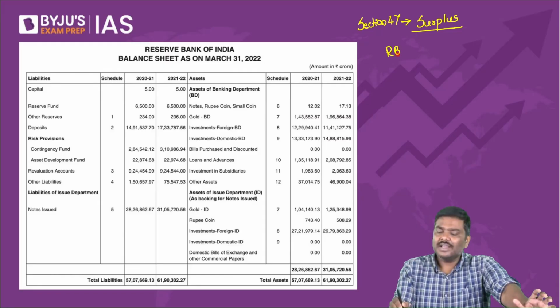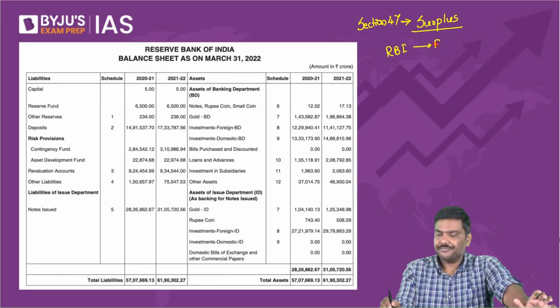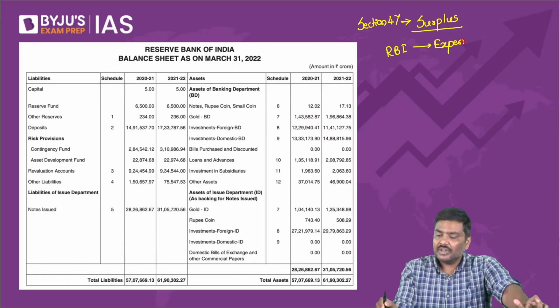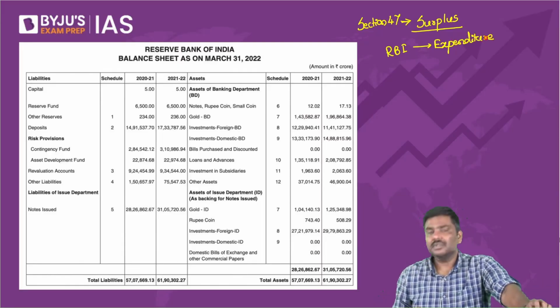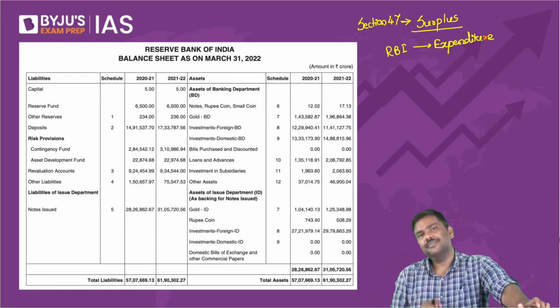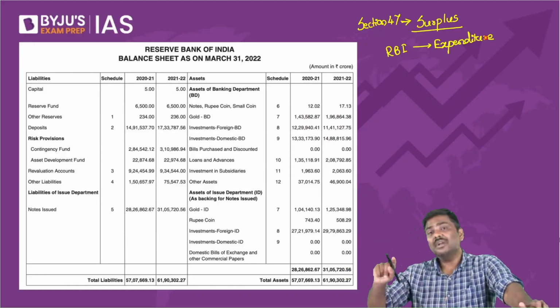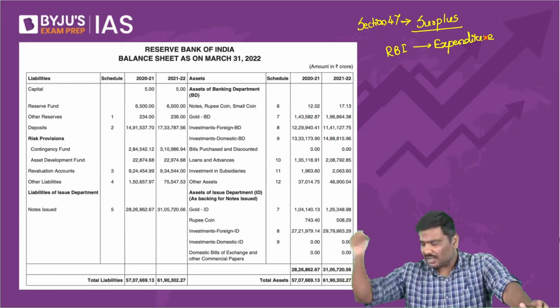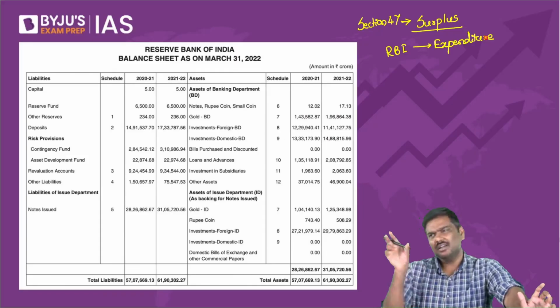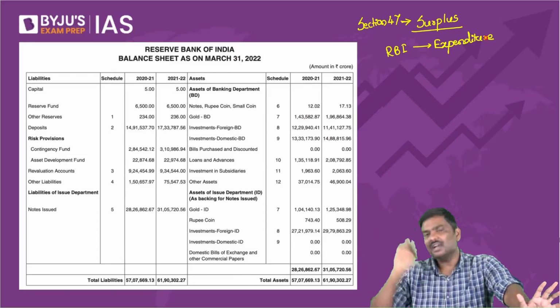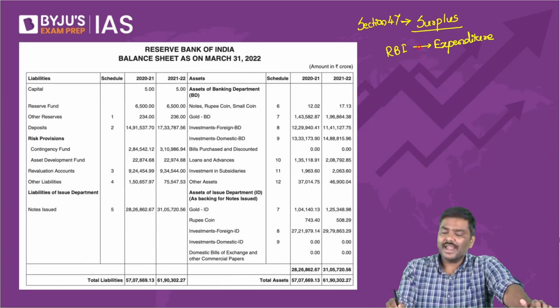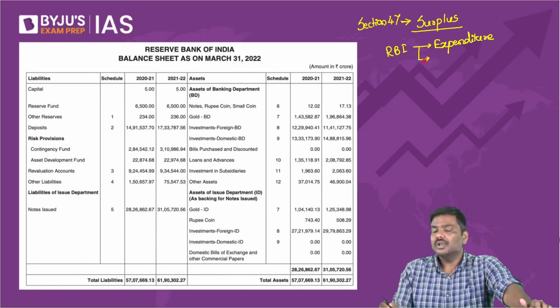Point number one, RBI will incur expenditure. Correct? Anybody has a problem? Sir, what form of expenditure? For printing currency notes, for distribution of the currency notes, for payment of salaries to the RBI employees, etc. Expenditure is incurred by RBI.